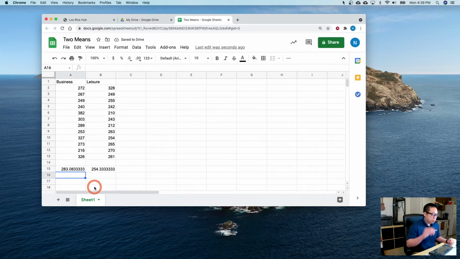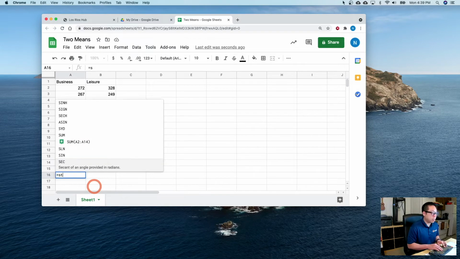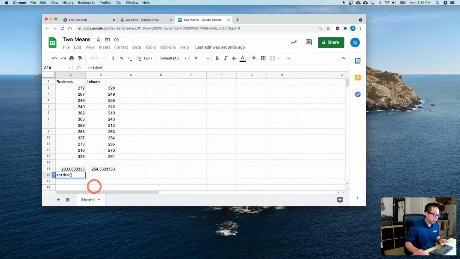And then I need the standard deviation also. The command for standard deviation is equals STDEV, parentheses, highlight the business numbers. And then for leisure, equals STDEV, parentheses, highlight the leisure numbers. And that's going to be the standard deviation for the leisure.